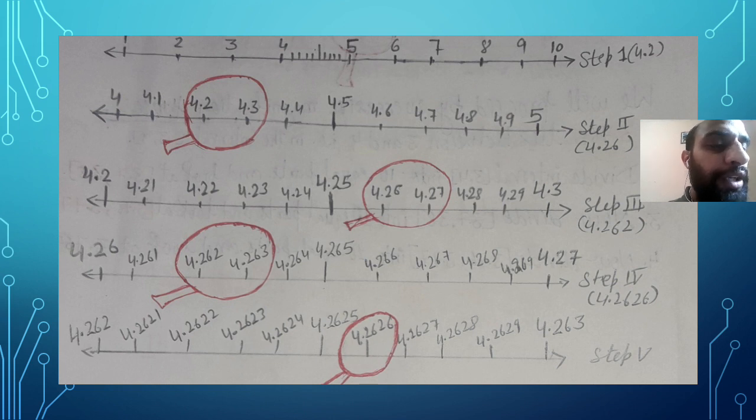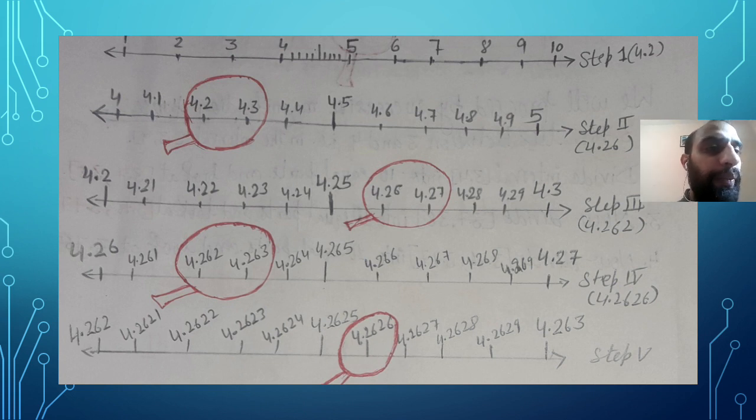Now next task, we need to find out 4.262. First find where 4.262 is. That means it is the second part, and now we need to go 0.6 more. That means in step number 4 we need to find between 4.262 and 4.263. In between these two this number is lying. That means we need to divide these two also into 10 equal parts. So let's see how to divide. Once again write 4.2621, 4.2622, 4.2623, 4.2624, 4.2625, 4.2626. That means the sixth part is your right answer.